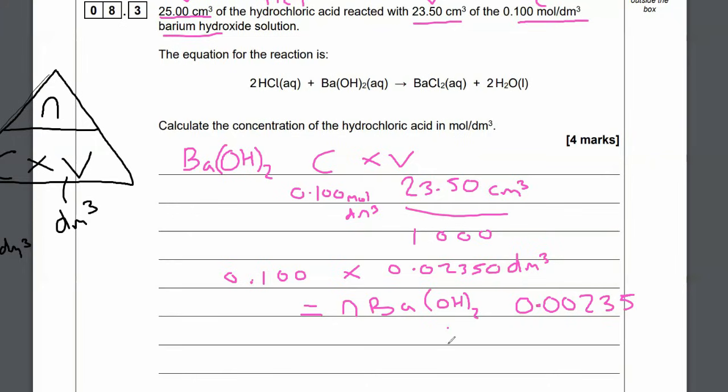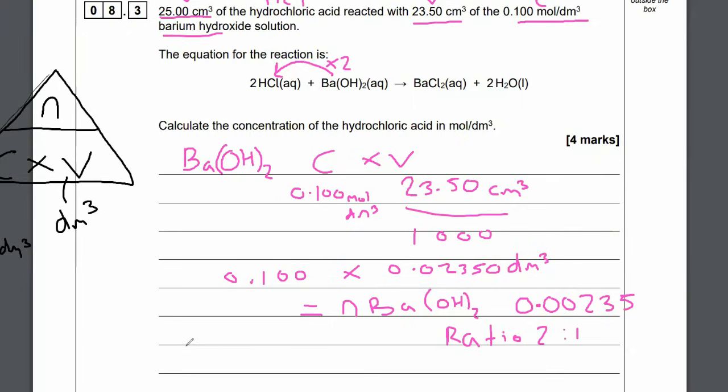Now what we need to do is look at the ratio. We need to find out what the moles of hydrochloric acid are. Here's barium hydroxide. It has no coefficient in front of it, so we can just assume it's 1. And the hydrochloric acid has a 2. So for every barium hydroxide molecule that reacts in a neutralization reaction, it's going to need 2 hydrochloric acids. So if I want to find the moles of hydrochloric acid, I'm going to times my barium hydroxide by 2. So the ratio is 2 to 1.